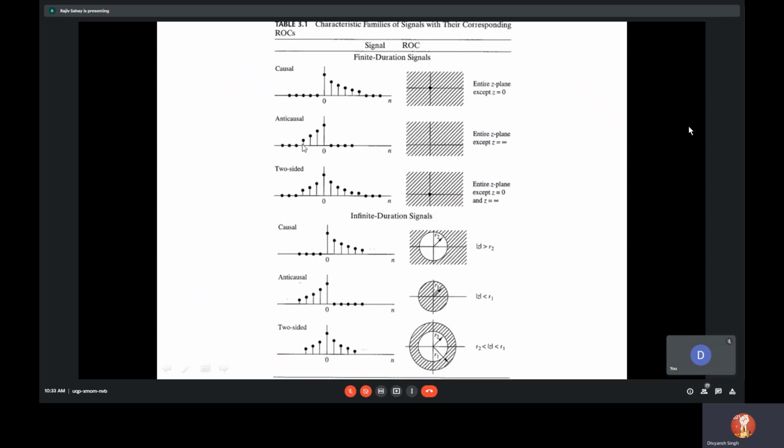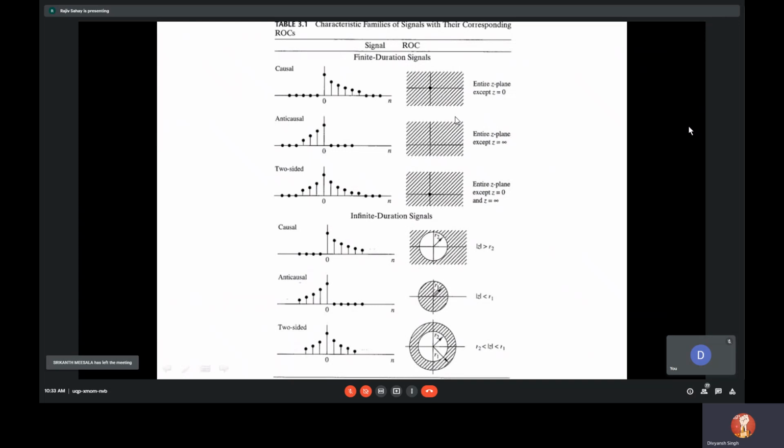Similarly, for an anti-causal finite duration signal, x[n] divided by z to the power n, now n is negative, so it is something like x[n] into z to the power n. If z goes to infinity, the expression goes to infinity, so X(z) goes to infinity. Therefore, an anti-causal finite duration signal will exclude the point infinity. It will include the point z equal to 0. So these are the two ROCs.